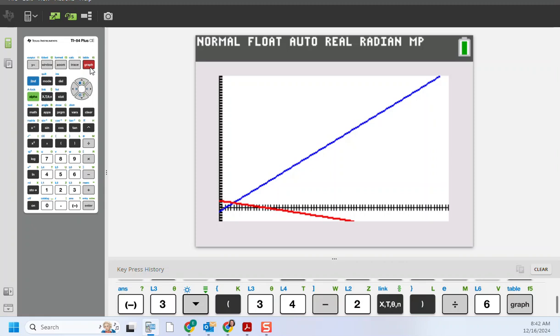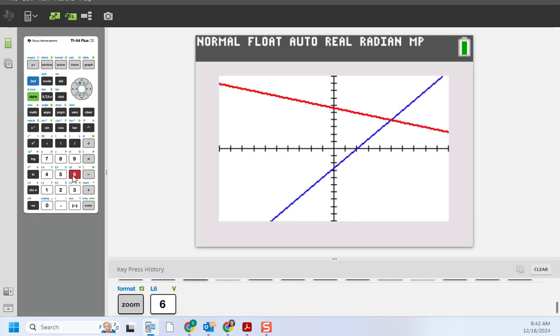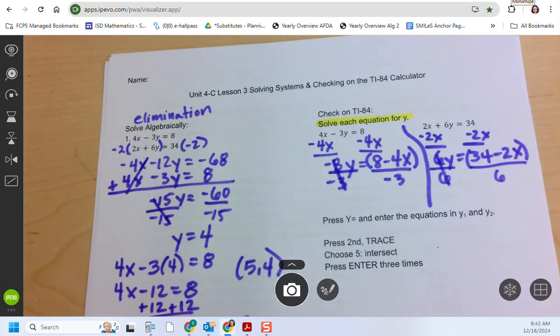All right, then the steps are on your paper. Let me switch back to your paper for a second. It's right over here. It says you're going to press second and then trace, choose 5 intersect, and press enter 3 times. Okay? So I'm going to follow those steps right now. Second, trace, choose 5, and then press enter, enter, enter. You guys see the answer on the bottom, 5, 4?